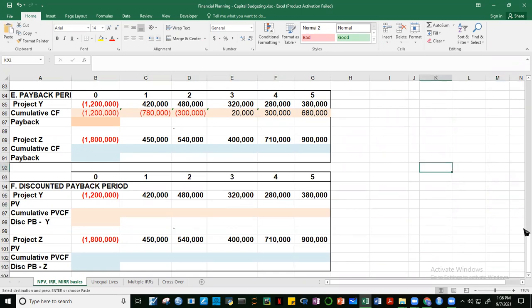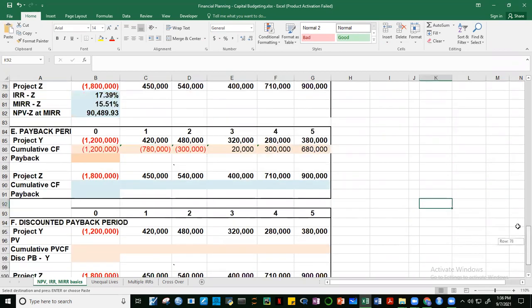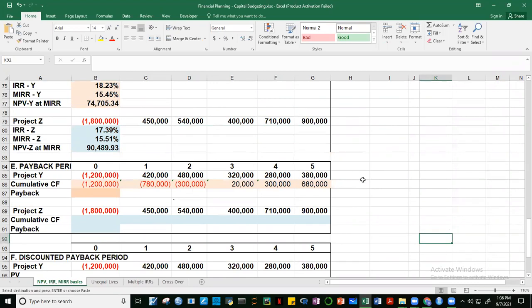Okay. All right. So, how much do we still need to recover for the initial investment at the end of year 2? Magkano na lang ang kailangan natin ma-recover at the end of year 2? Paki-chat please.